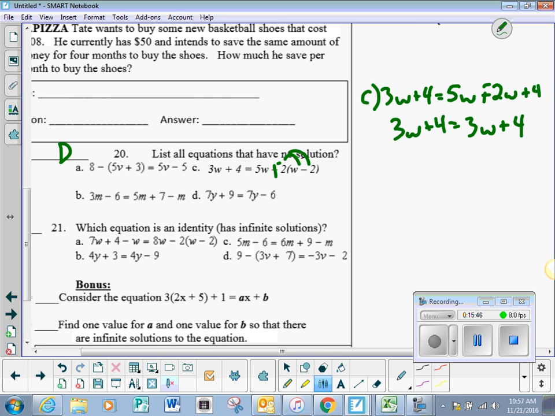B? No. Because when you simplify the right side on B, 5m minus m is 4m. So you're going to get one solution on that.